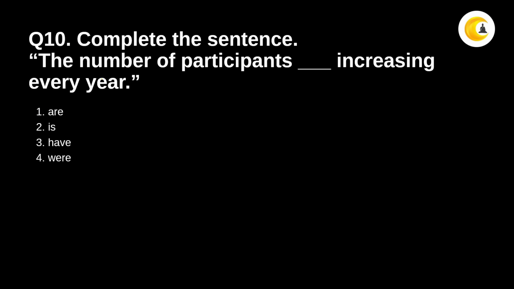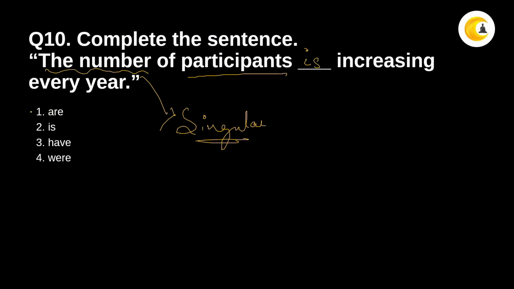Okay. Number of participants dash increasing every year. We usually say that number of participants are increasing every year, right? Why? Because participants is what we focus on. But who is the subject? The number is the subject over here. And what is this number? It's singular. Number is never plural. Number is singular. So what will you use here? You'll use is, right? That is answer option 2.